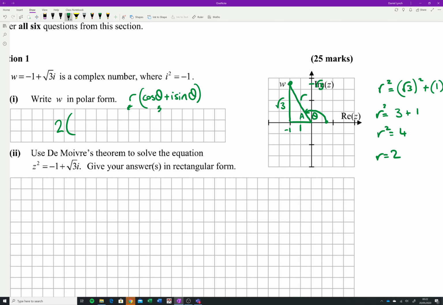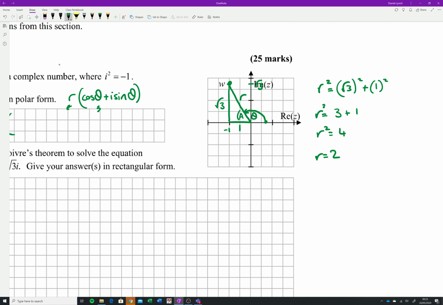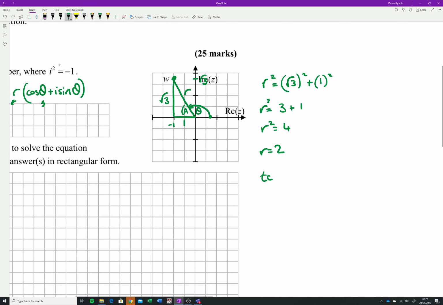Now, theta. You don't want to get theta straight away. You want to get what A is, and then we can work it out. Okay, so to get A, tan of A, maybe I'll just write it a little bit further over here. Tan of A is equal to the opposite over the adjacent. And the opposite is root 3 and the adjacent is 1. Now that we know what r is, you could also have used sine or cos. But there you have it. So tan A is equal to that, so A is tan inverse of root 3 over 1. Well, that's just root 3.